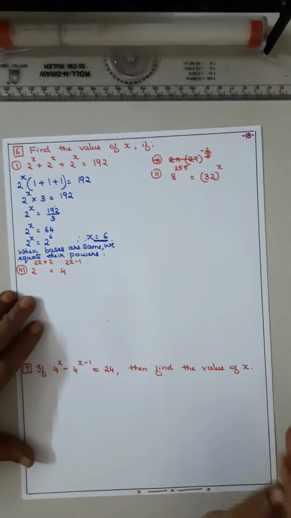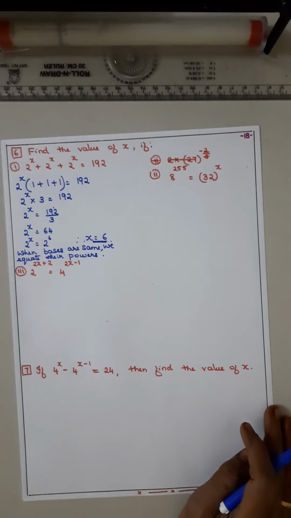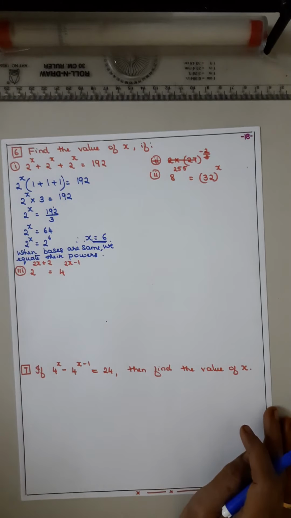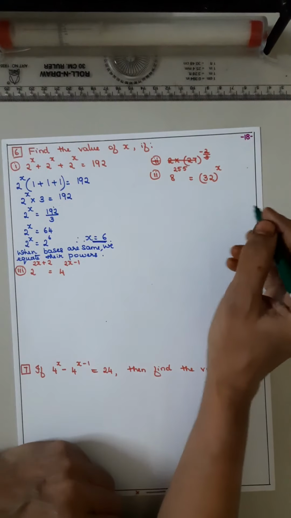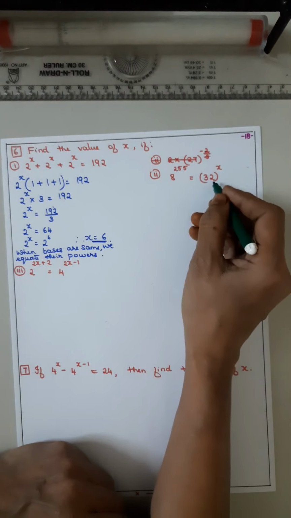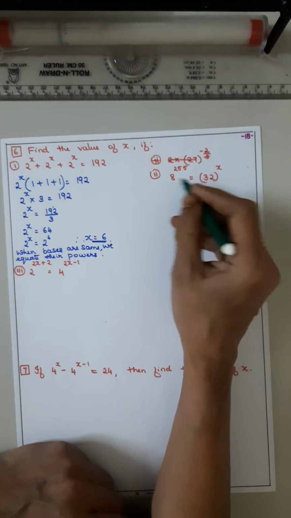Okay. So that was question number 1. Now coming to question number 2. 8 raised to 255 is equal to 32 raised to x. Here 8 and 32, convert into the same base.